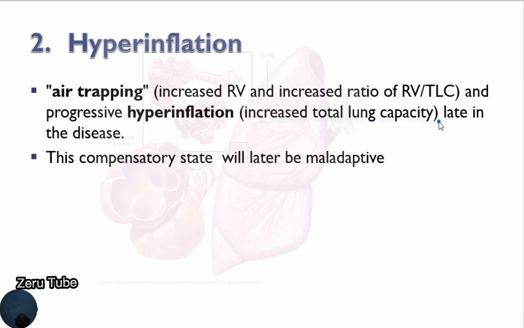The lung is distended due to the obstruction of the airway. This compensatory state will later become maladaptive. If the lung is overstretched, hyperinflated beyond what it should be, after some time the lung cannot return to normal and is irreversibly damaged due to air trapping.